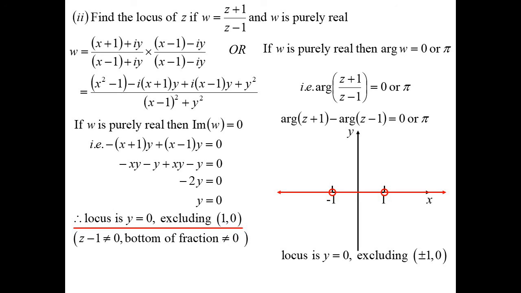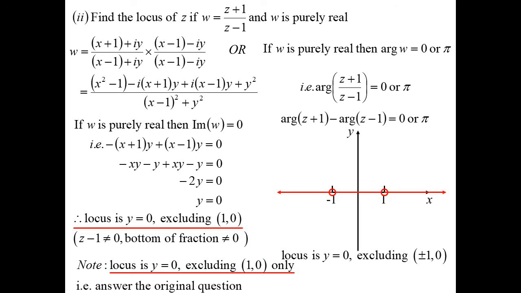Well, which one is correct? It's 1, 0 only. Always go back to the original question. You see, I changed the question into a geometrical thing. So yes, if the question was, find the locus of the argument of z plus 1 on z minus 1 is equal to 0 or pi, then both points would be excluded. However, that wasn't the question. The question was, w equals z plus 1 on z minus 1, and w is purely real.